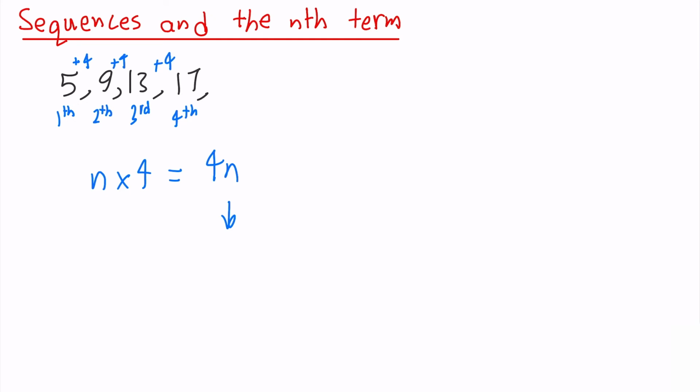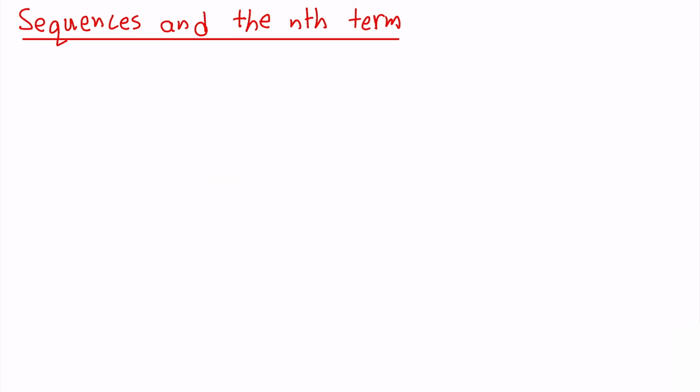So the 10th term, if we want to find out the 10th term for this sequence, we are going to do 4 multiply 10. That easy. So it's going to be 40. So the 10th term will be 40. Okay, let me give you an example for you to do.